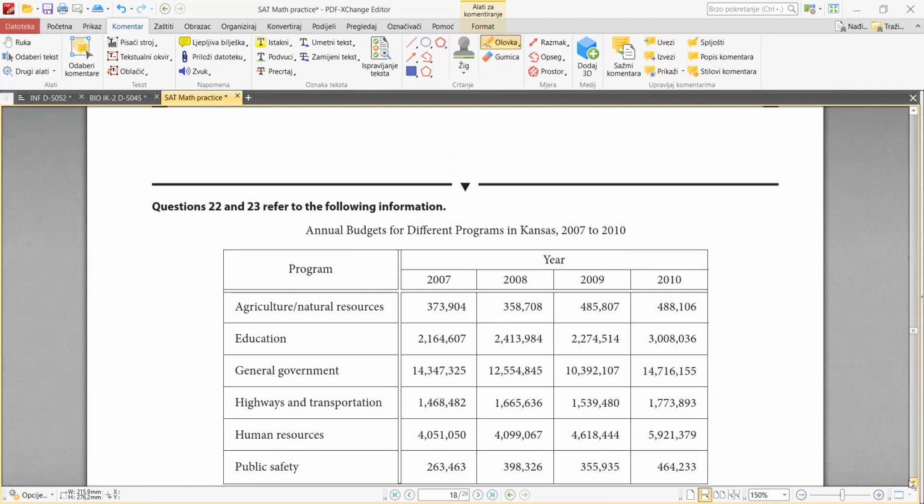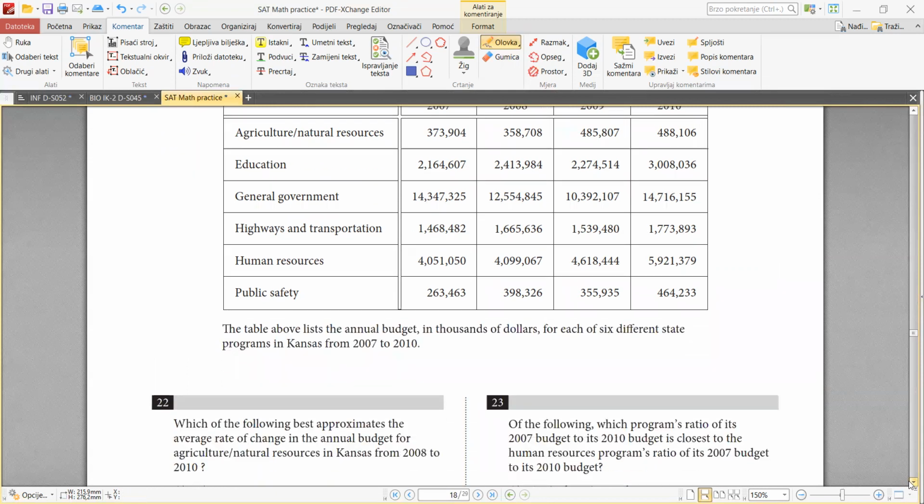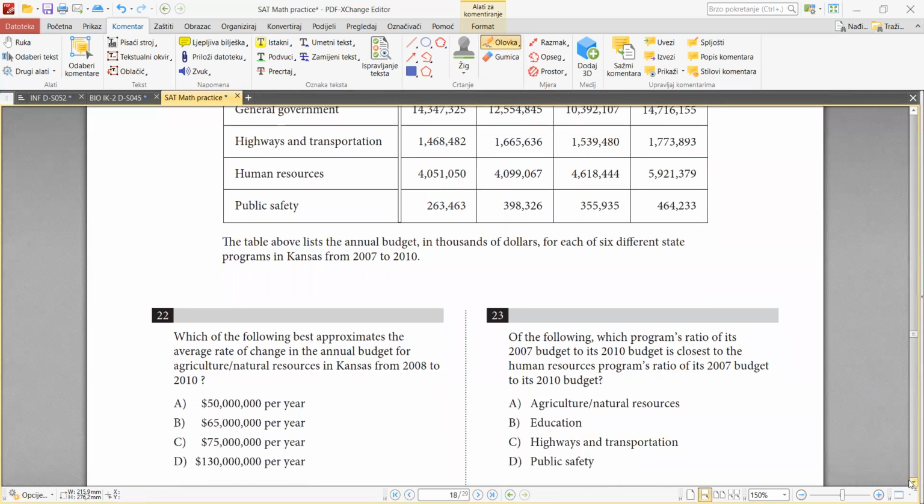Questions 22 and 23 refer to the following information. Annual budgets for different programs in Kansas, 2007 to 2010. Okay, so question 22. Which of the following best approximates the average rate of change in the annual budget for agriculture, natural resources in Kansas from 2008 to 2010?